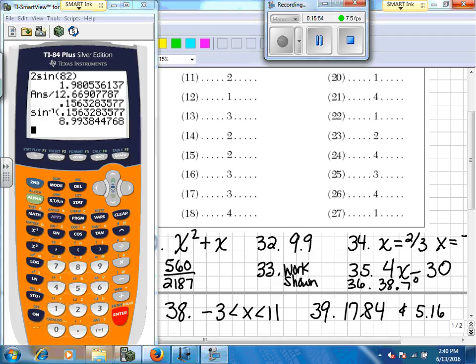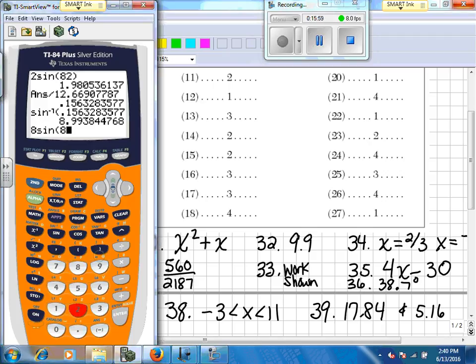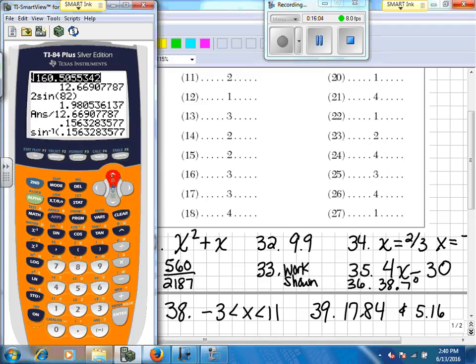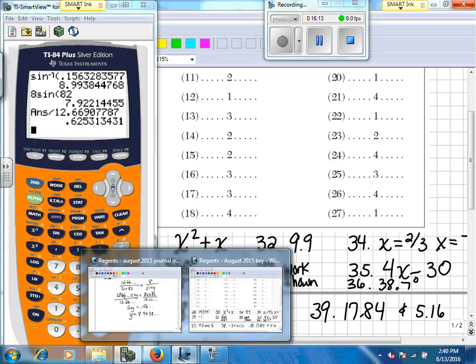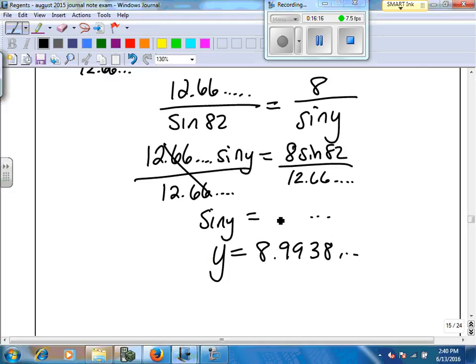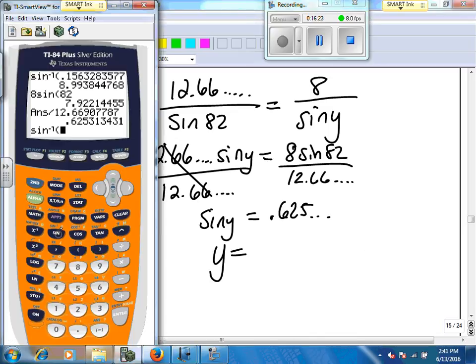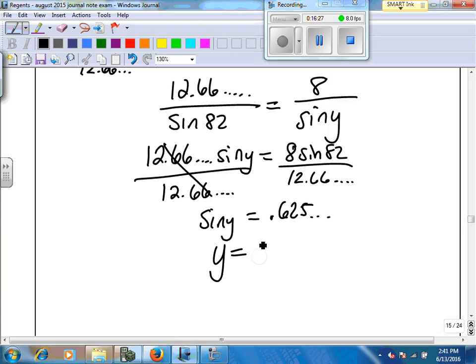So I found it. I put 2 sine 82 right here instead of 8 sine 82. And then I need to divide by that 12 whatever number. Sorry about that, guys. So there's the divided by that. So my decimal shouldn't be the one I had before. Should be 0.625 something. 0.625. And then when I do inverse sine of that, this is going to make a little more sense. Inverse sine of that number, I'm going to get 38.705. That sounds more right.